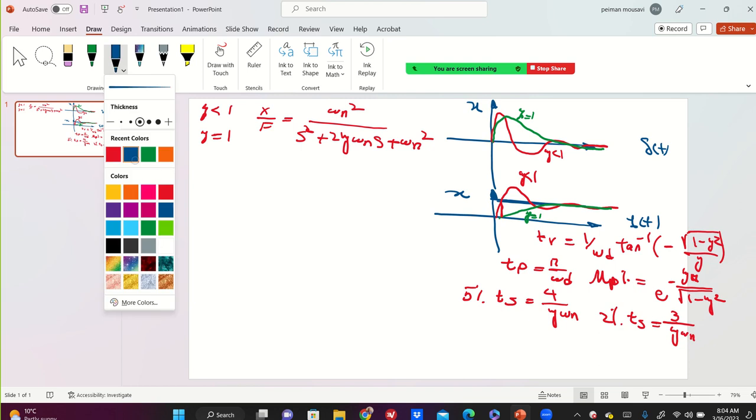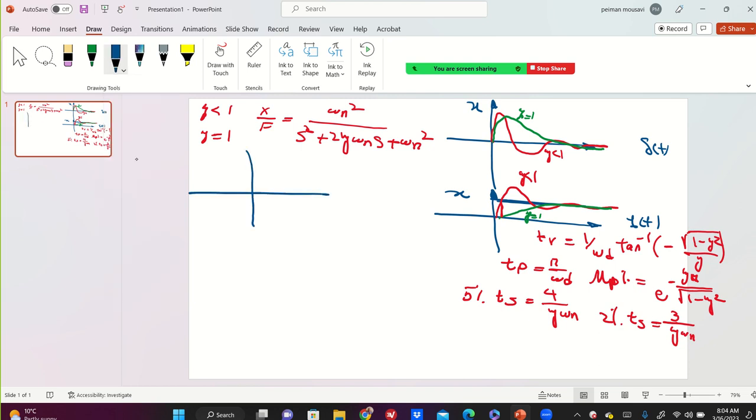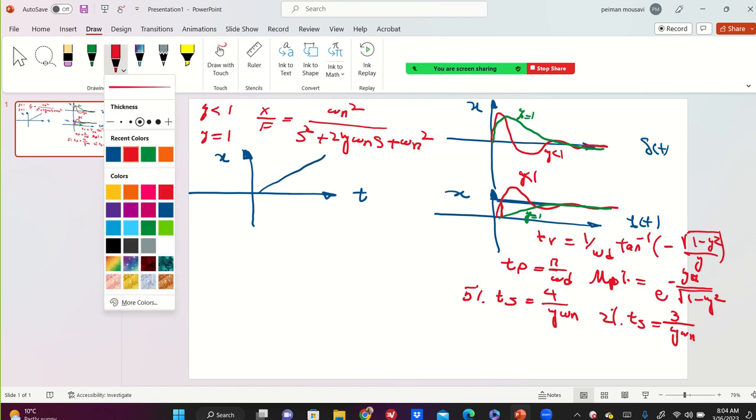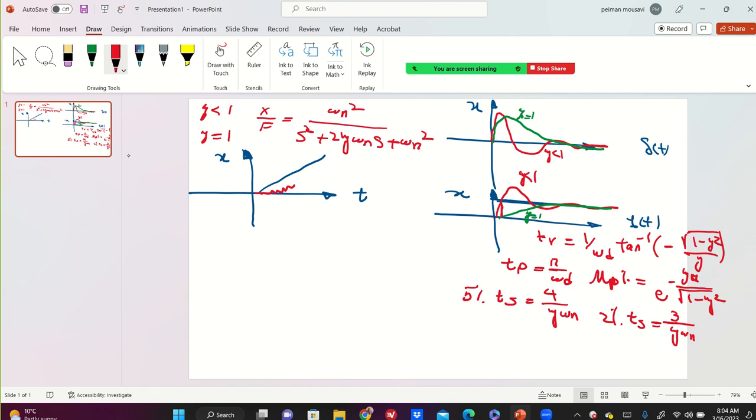And then we moved to the ramp, when the input is the ramp t. We saw that for the under-damped system we have oscillation in the transient response, and then a steady state error signal, and for the critically damped system there is no oscillation. The steady state error signal here was 2 zeta over omega n, and here ESS obviously was 0.